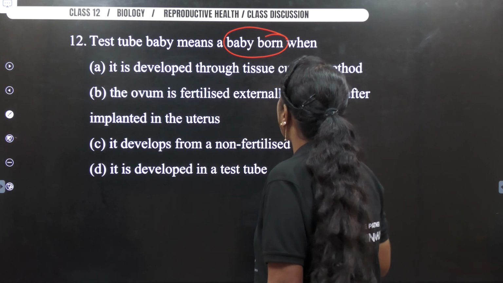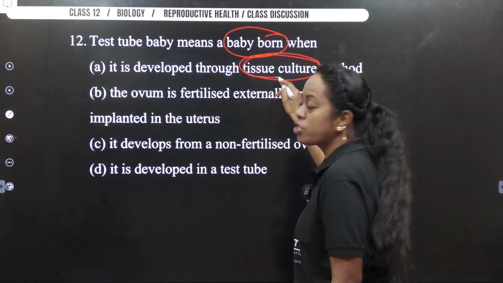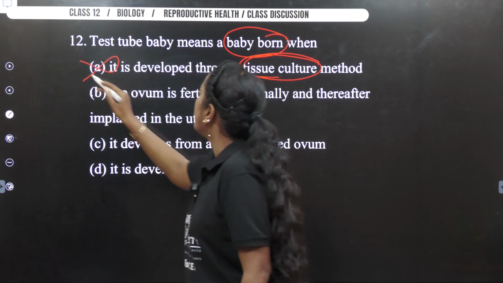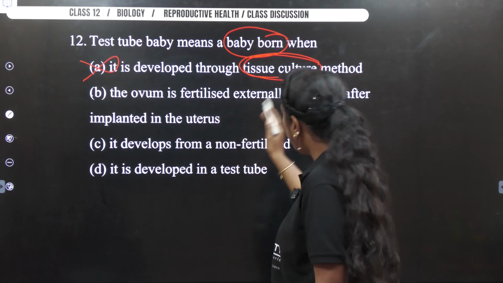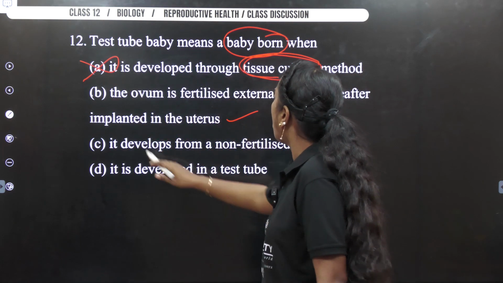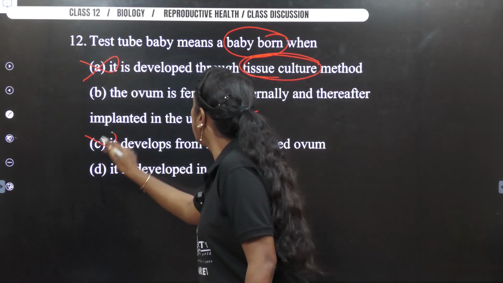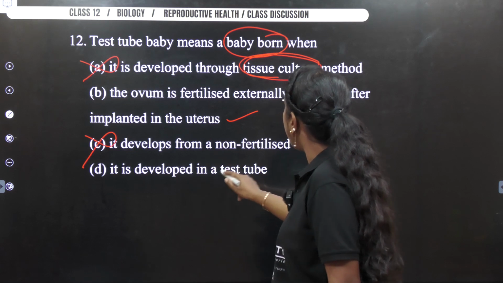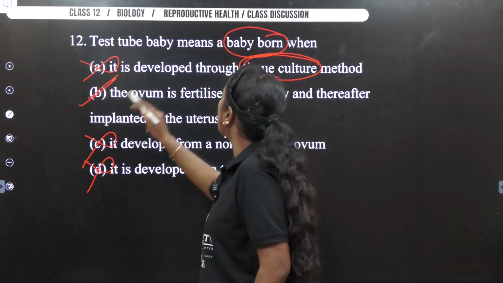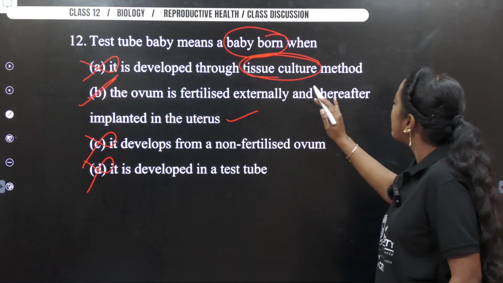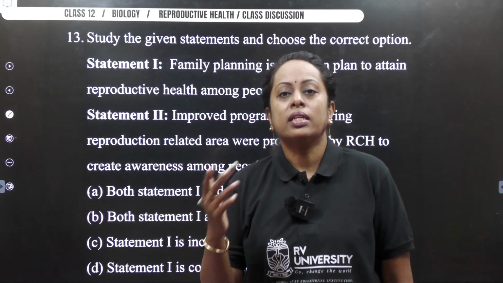So now check what might be the answer. It is the development through tissue culture. You are not talking about production of plants here, so definitely option A is wrong. The ovum is fertilized externally and thereafter implanted into the uterus. Very true. Let us check the other options. It develops from non-fertilized ovum. Wrong. It is developed in a test tube. So our right option is going to be option B: the ovum is fertilized externally and thereafter implanted in the uterus.